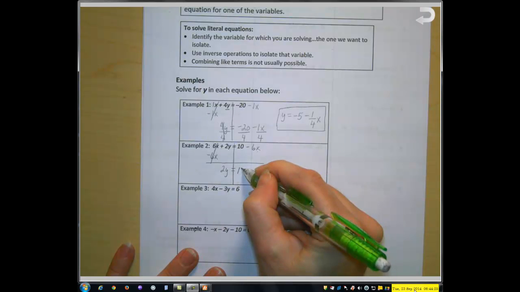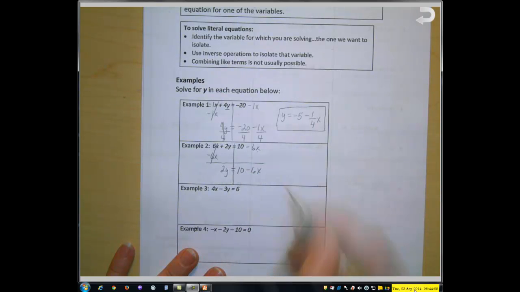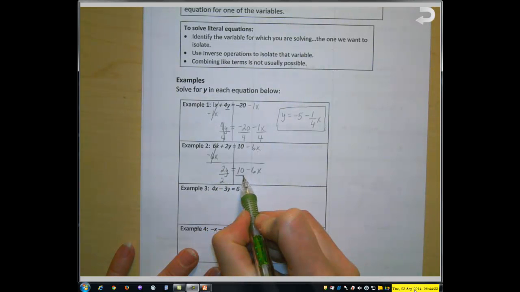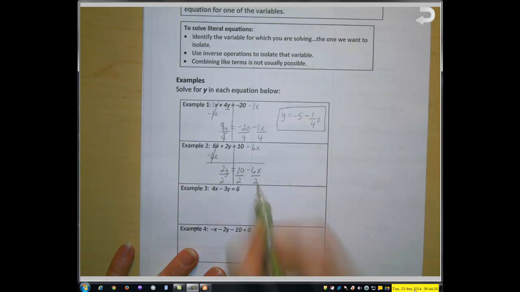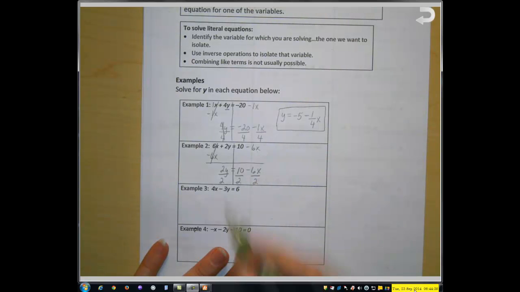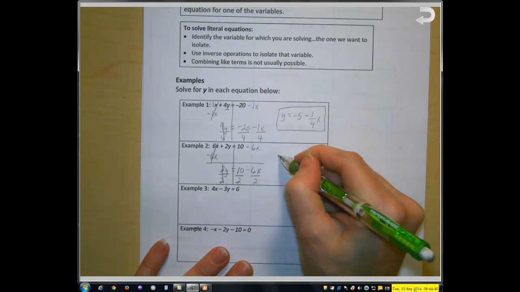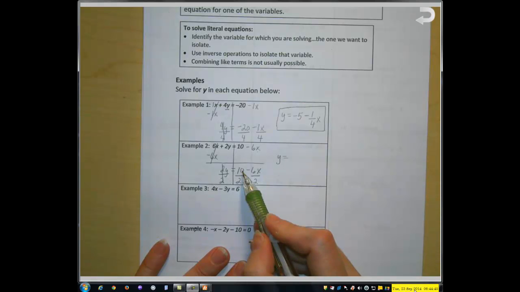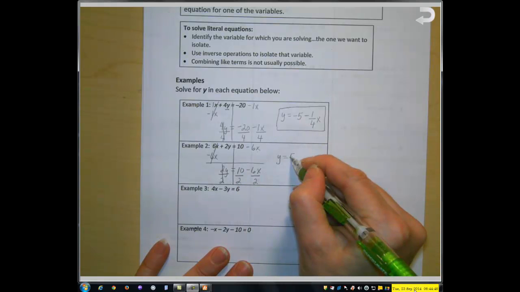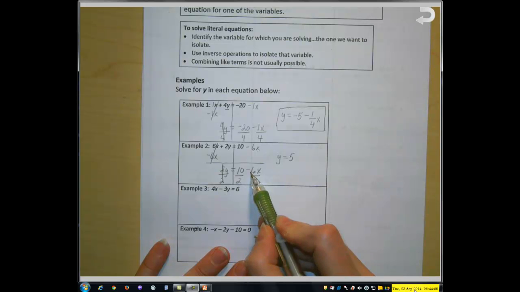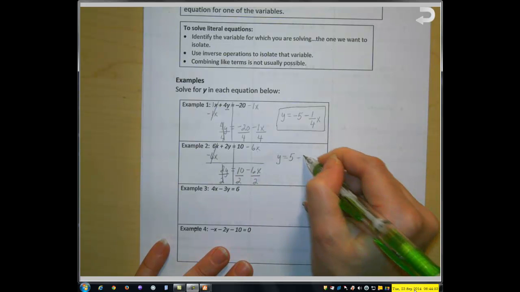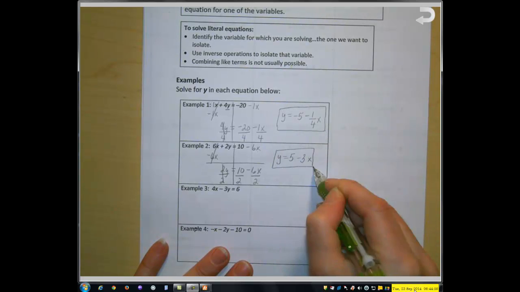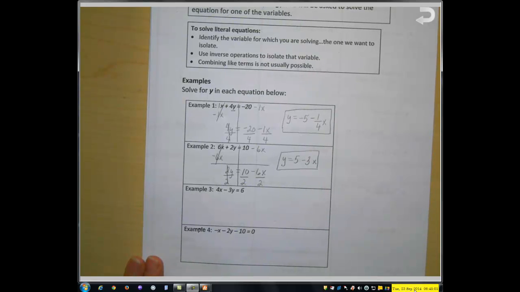2y equals 10 minus 6x. Now we need to divide both sides by 2. So I'm going to divide each of the terms on the right by 2. My 2's cancel out, and I get y equals, let's see if we can simplify a bit. 10 divided by 2 is 5. Negative 6 divided by 2 is negative 3. So that simplifies to y equals 5 minus 3x.